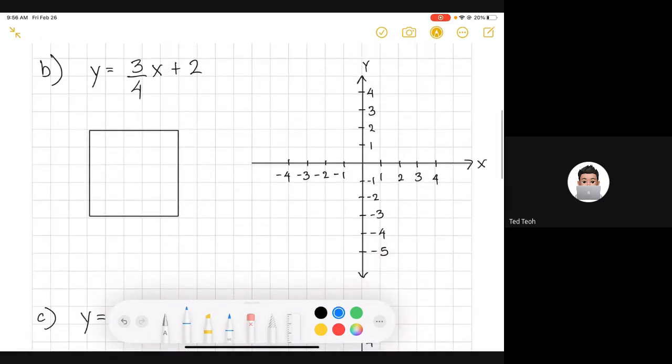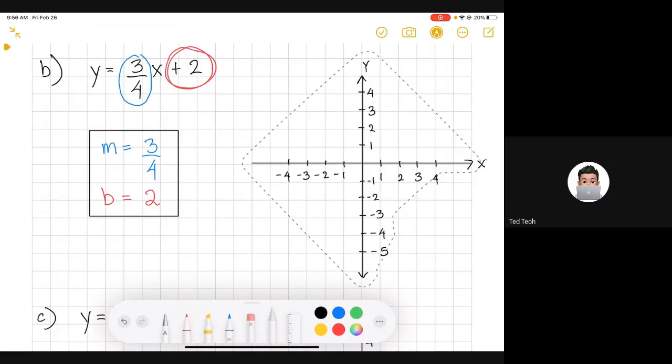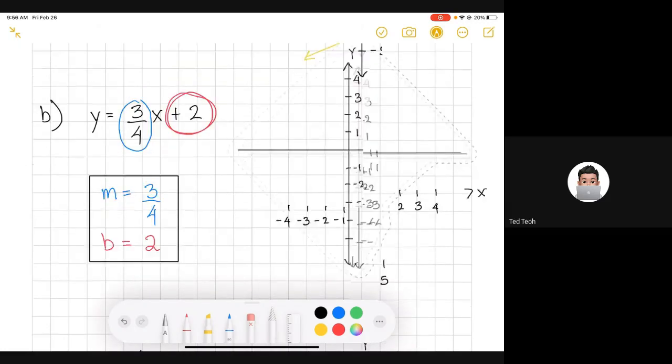My step one is to find the slope. My slope is 3/4, so I'm going to write m equals 3/4. My y-intercept is positive 2, so I'm going to write b equals 2. Step one done. Step two is to plot your y-intercept on the y-axis.